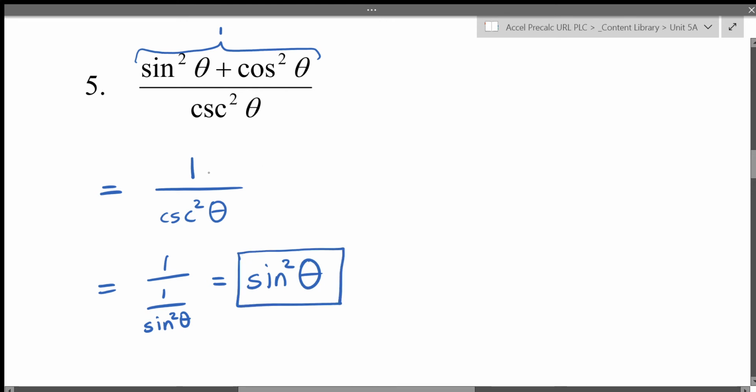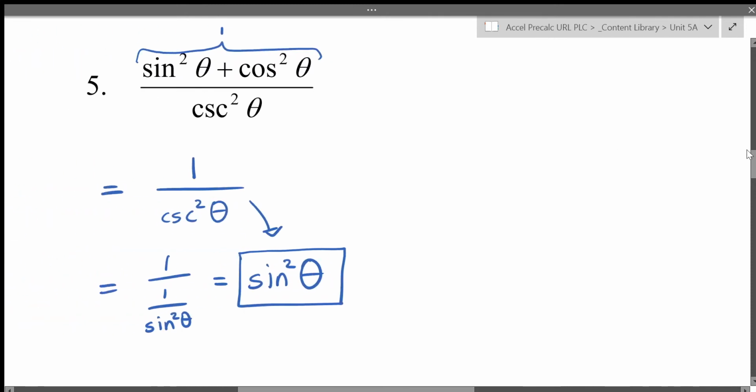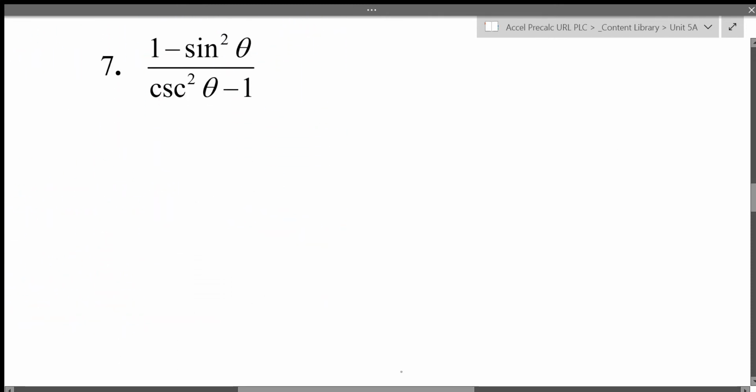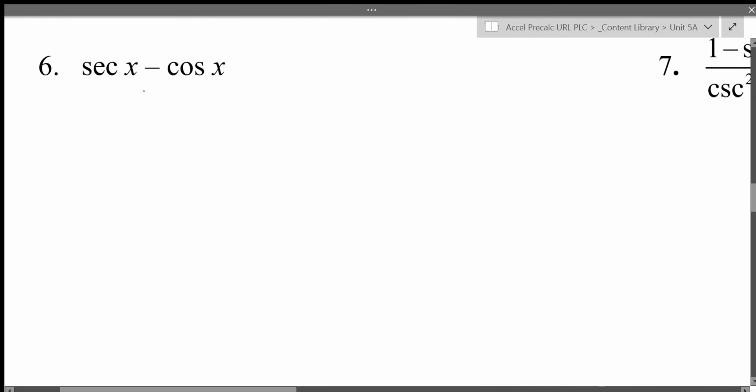So Pythagorean identity or reciprocal identity, if you go straight from here to there, I'm pretty happy with that too. That should be fine. Okay, let's go ahead and finish up page 1 strong. Secant x minus cosine x.